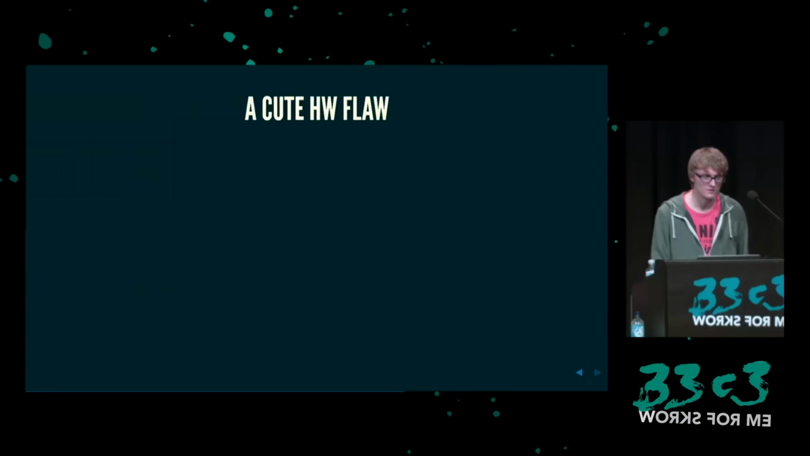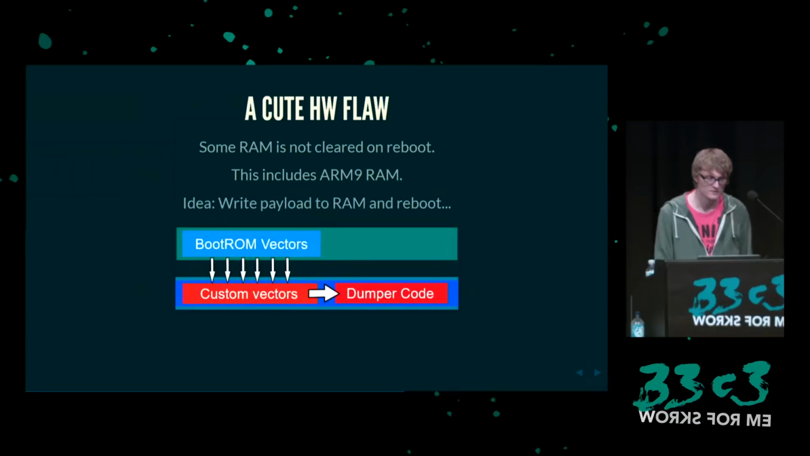So this is not very useful, but there's a really nice hardware flaw, and we found this by just writing to some memory, rebooting, and seeing what happened. Basically, we found out that some RAM is actually not cleared on reboot. And this also includes ARM9. So the basic idea is we can set up some custom exception vectors in RAM that redirect execution flow to some dumper code. So when we reboot, we get this. And this is really interesting because all we need to do now is trigger a really early exception, and then the boot ROM will jump to our dumper code.